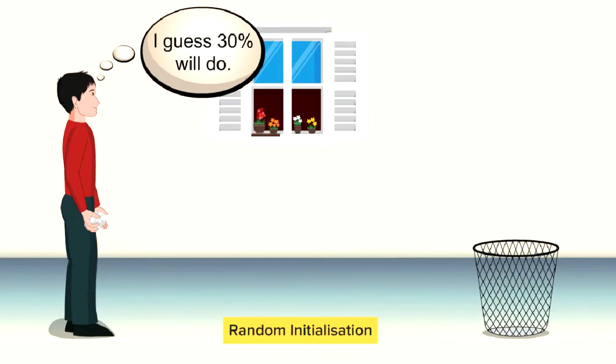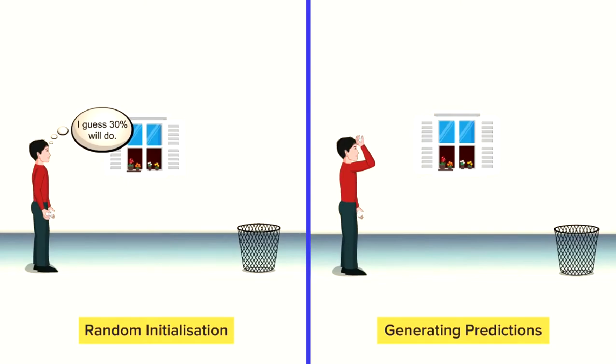In the first step, we had to guess the initial strength we should throw our paper ball with. In gradient descent, this step is known as random initialization. In the second step, we make an attempt to throw the ball into the dustbin with the guessed strength. Similarly, in gradient descent, we generate predictions using the randomly initialized parameters.